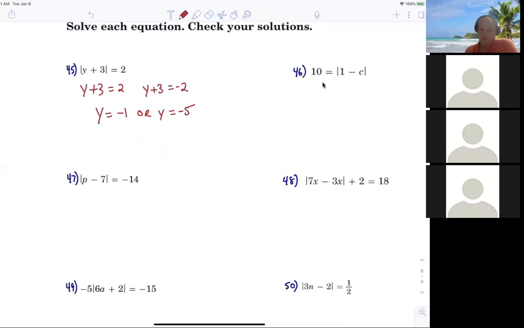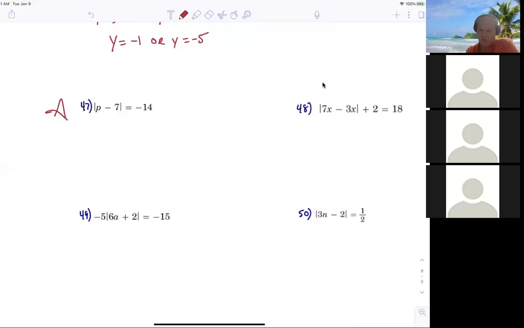All right, now 47 is the one that's most commonly missed. The reason most people miss it is because the absolute value is equal to a negative. Is it possible for the absolute value to equal a negative? And the answer is no. So 47 we say is no solution, right?